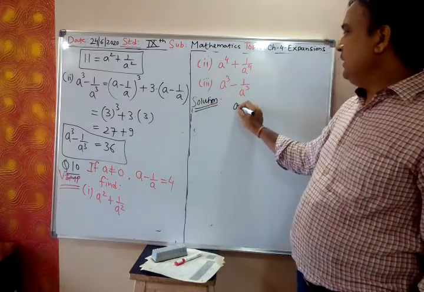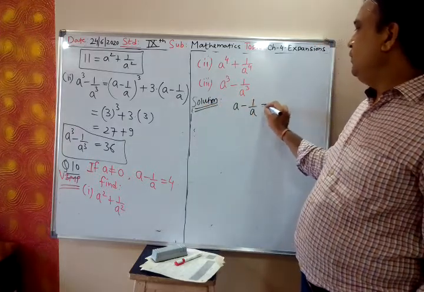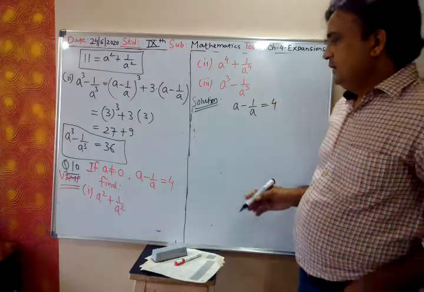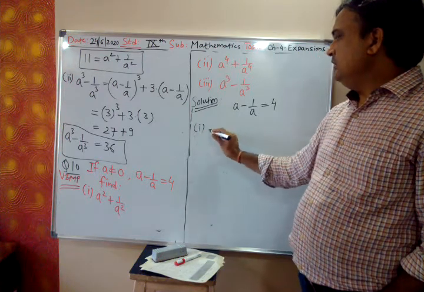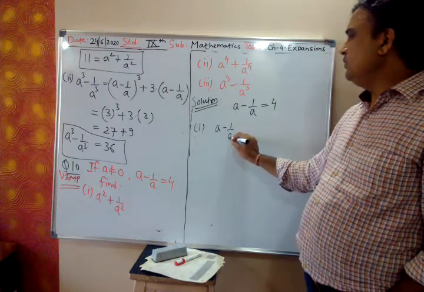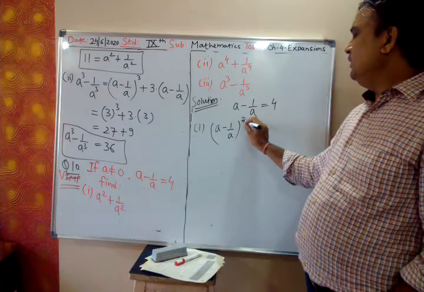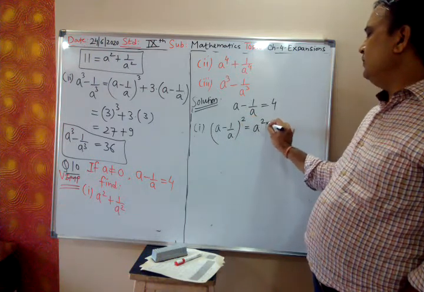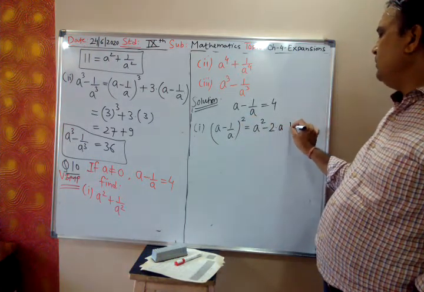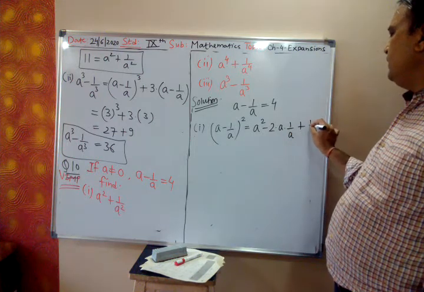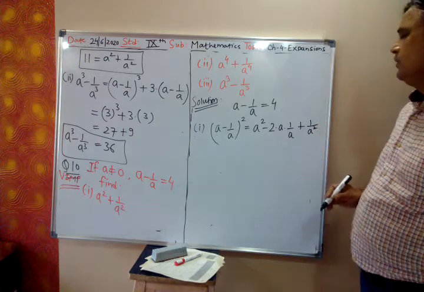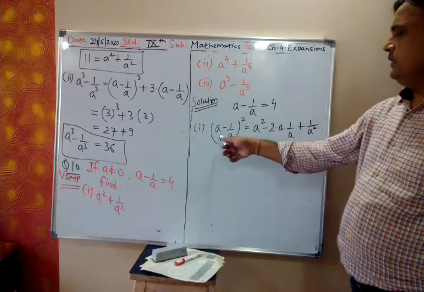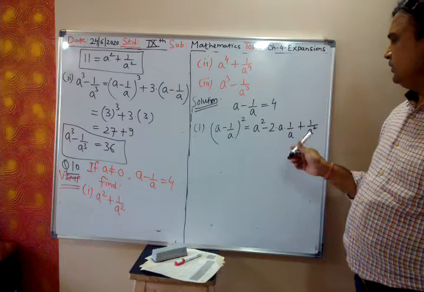So we are given a minus 1 upon a is 4. To find a square plus 1 upon a square, I will consider a minus 1 upon a whole square. Using the formula a minus b whole square is a square minus 2ab plus b square, we get a square minus 2 into a into 1 upon a plus 1 upon a whole square, that is 1 upon a square.